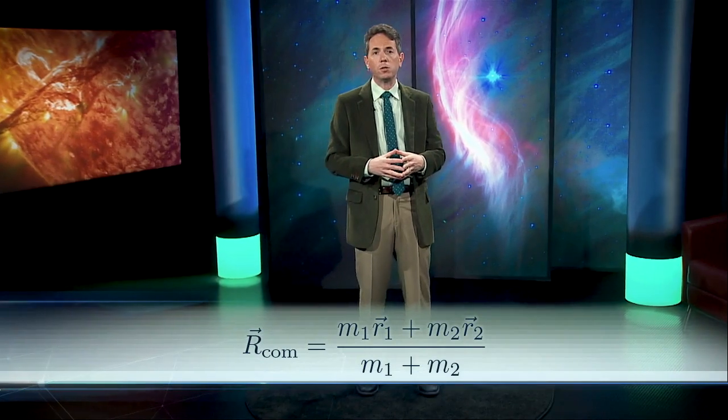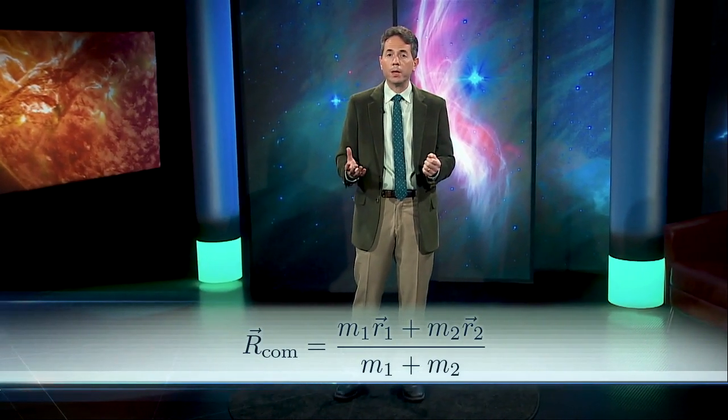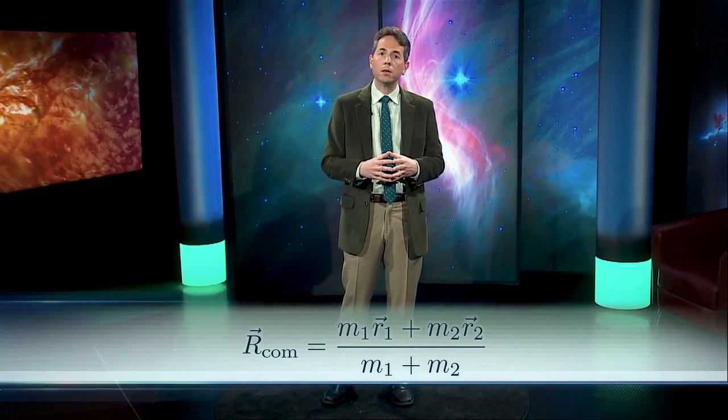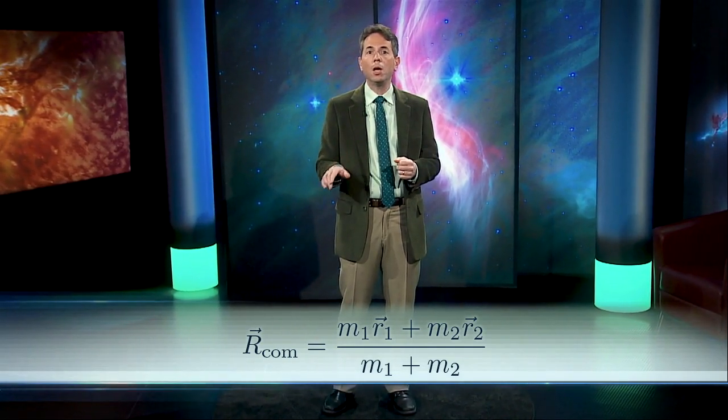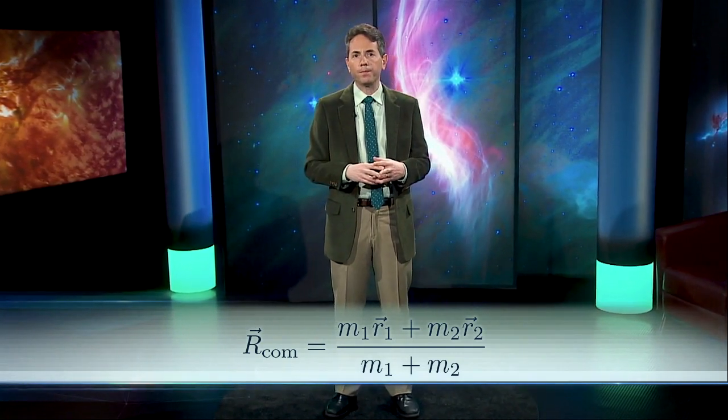The center of mass is the average location of all the components of a system weighted by mass. So for 2 stars with vector positions r1 and r2, the center of mass is located at m1 r1 plus m2 r2 divided by the total mass. Now let's solve the two-body problem.